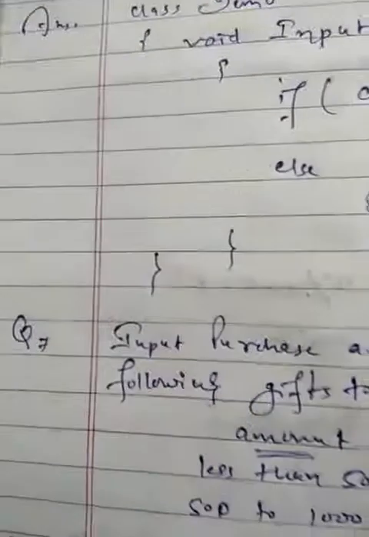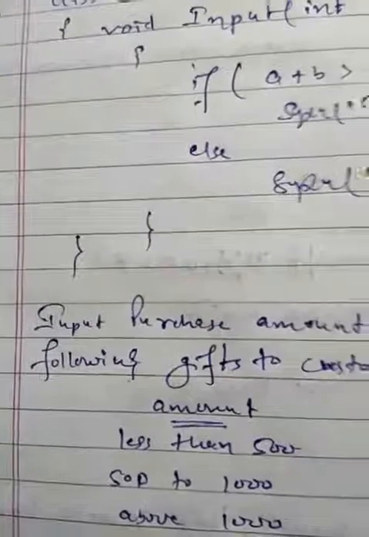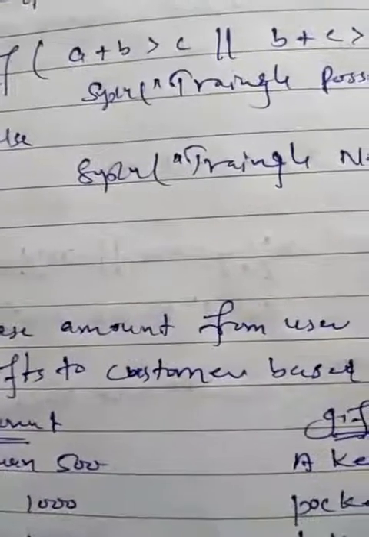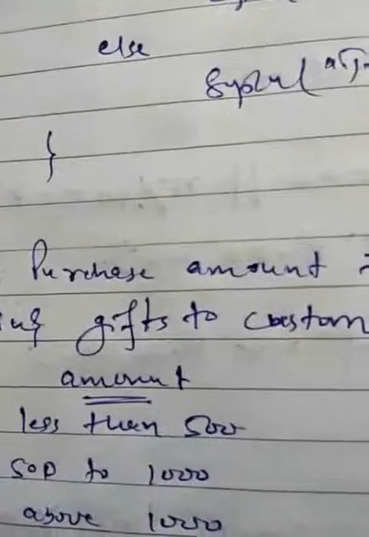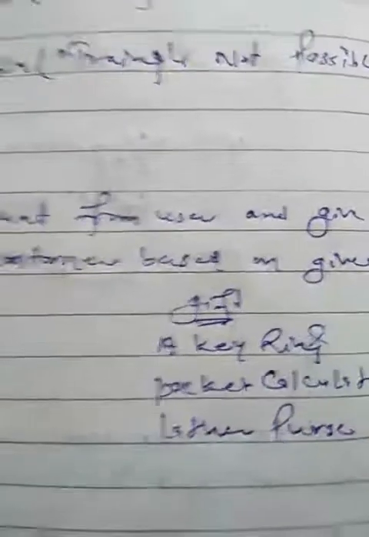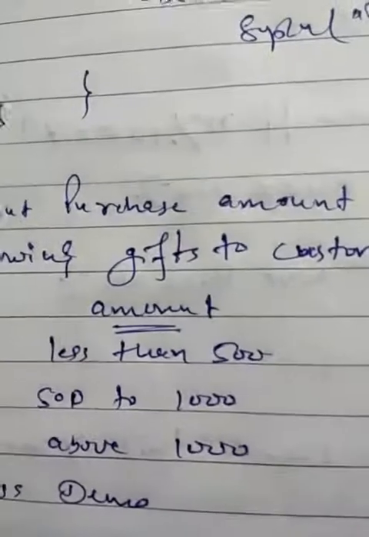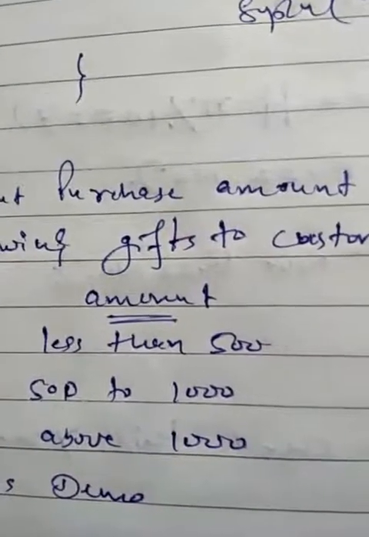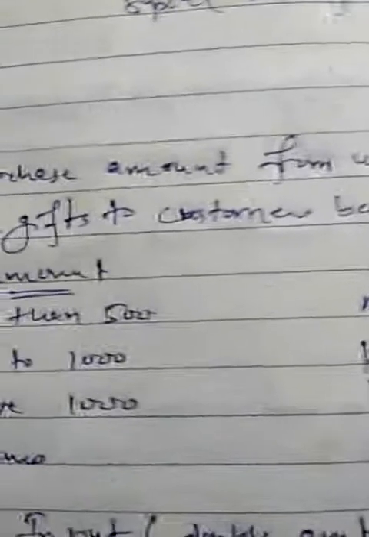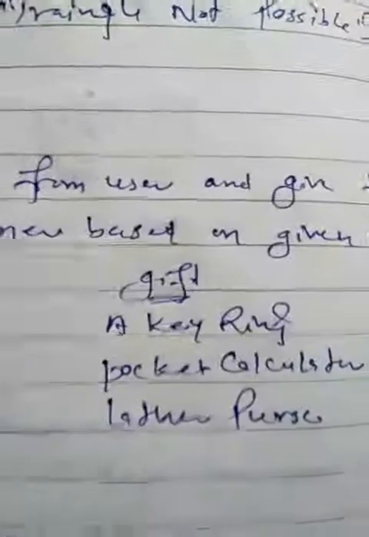And the last question is: input the purchase amount, for whatever item you have purchased. There is a gift according to the purchase amount. If the user purchases less than 500, there will be a gift of a keyring for the user. If the user purchases any amount between 500 and 1000, the gift is a pocket calculator. Or above 1000, the gift will be a leather purse. So this is the question.